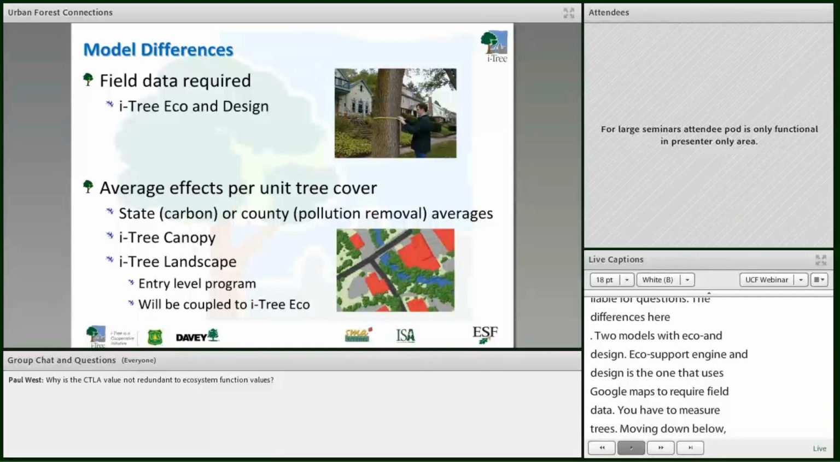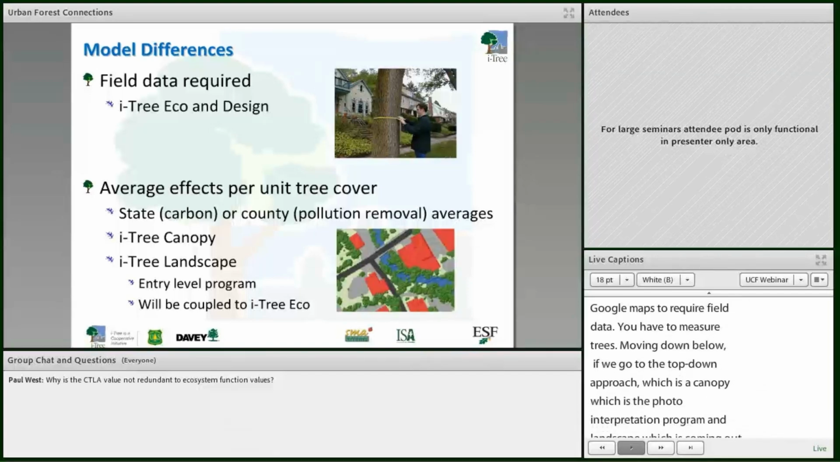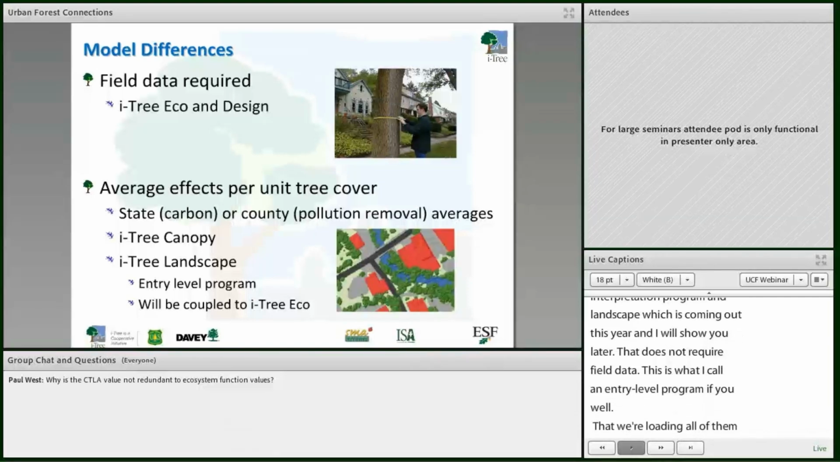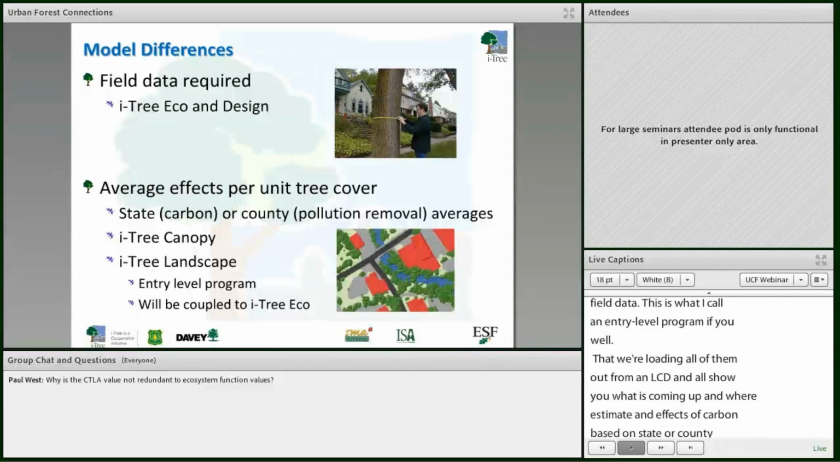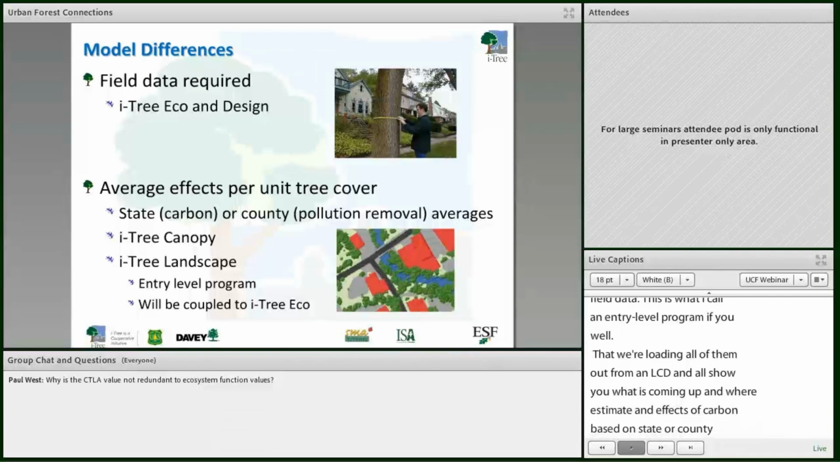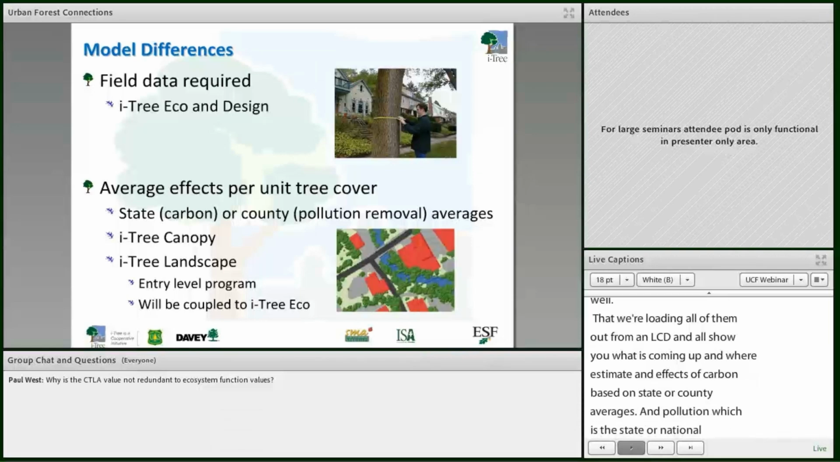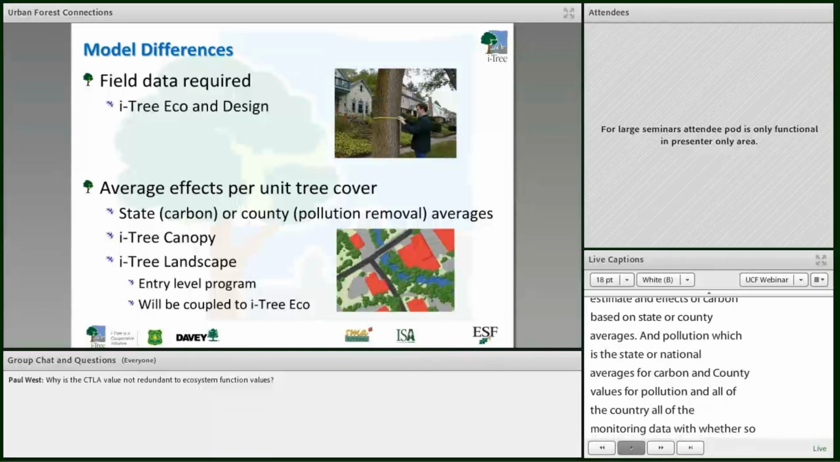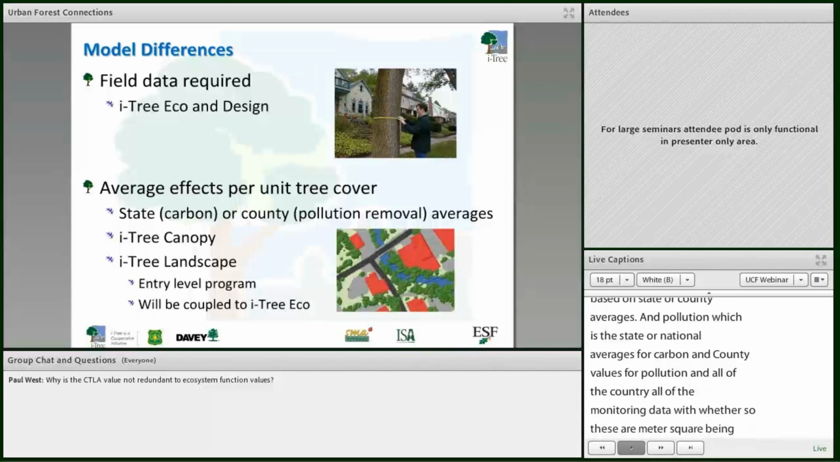This is what I call an entry-level program, if you will, in that we are loading all the national maps from NLCD into this. I'll show you this coming up. And we're estimating the effects of carbon based on state or county averages, and then pollution, which is state or national averages for carbon, county values for pollution. We run the whole country, all the monitoring data in the country for pollution and weather. So you're getting county-based estimates per meter squared that are being applied to the map. It's not based on your local data. It's only based on your local tree cover, based on NLCD, which tends to underestimate tree cover.